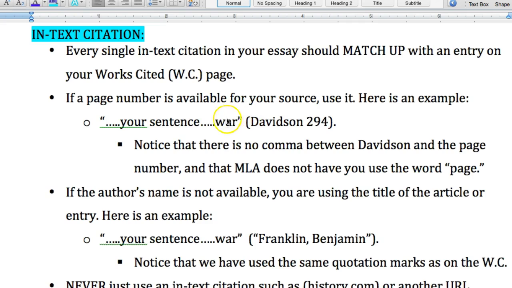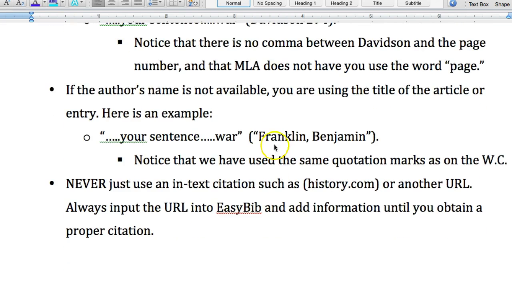If you have a page number, use your punctuation in this exact method. You'll notice there's no comma after Davidson, but then the punctuation at the end is after the parentheses. If the author's name is not available, then you're using the title of the article or entry, for example, "Franklin, Benjamin" or "Nathan Hale." Never use an in-text citation that is just a URL or a website such as history.com. Always put that information into EasyBib until you have a proper MLA citation.